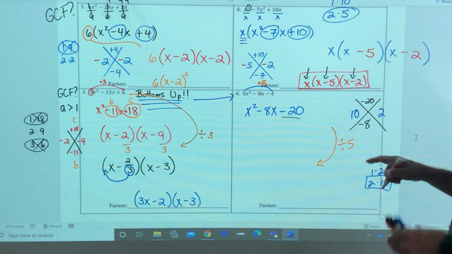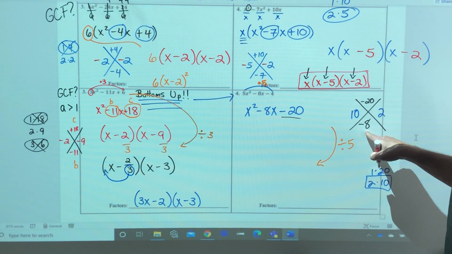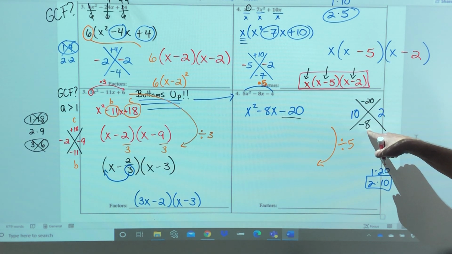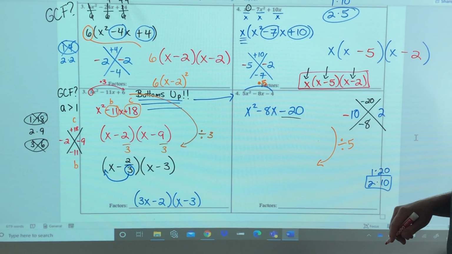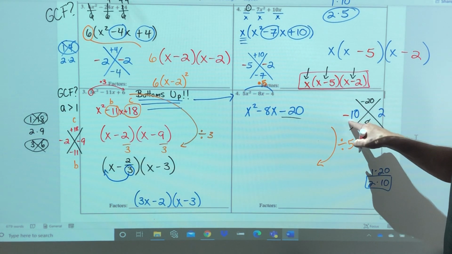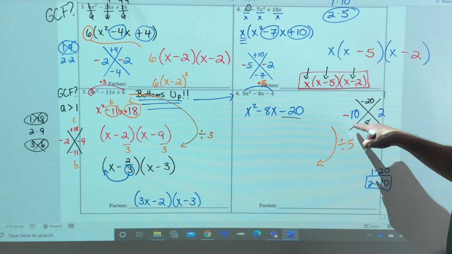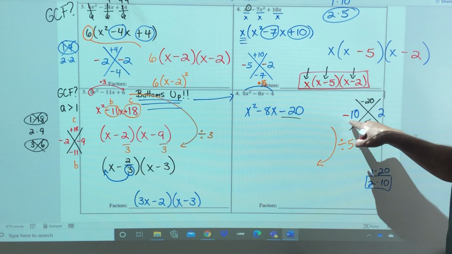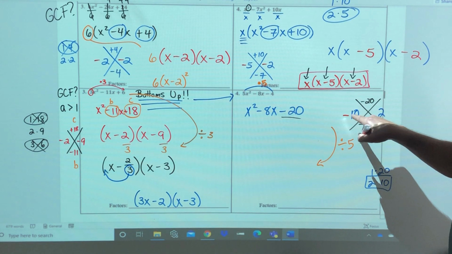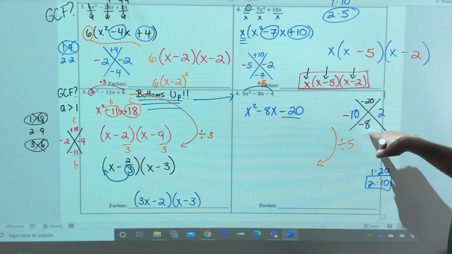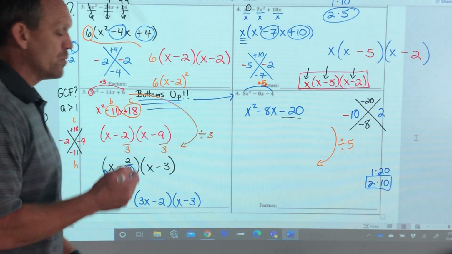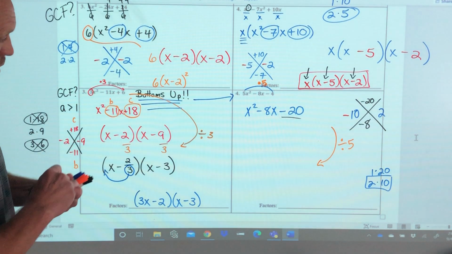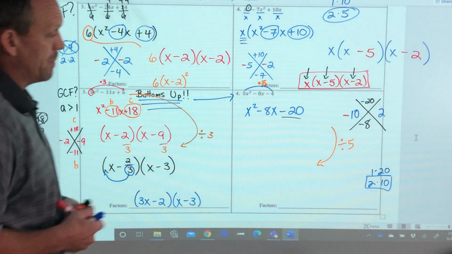The key is you can remember that if the bottom's negative and the top's negative, the highest number has to be negative, because at the end of the day, negative 10 times 2 is negative 20. But I need a negative 8, which means the largest number has to be negative. Negative 10 plus 2 is negative 8. Little things that may take some time. Some of you guys may grasp it easier than others. Some may take a little bit of time.